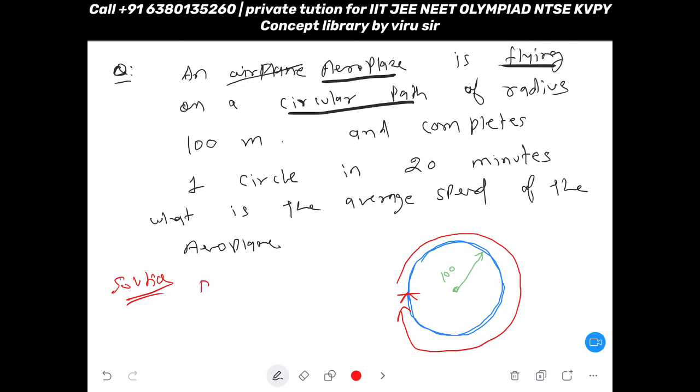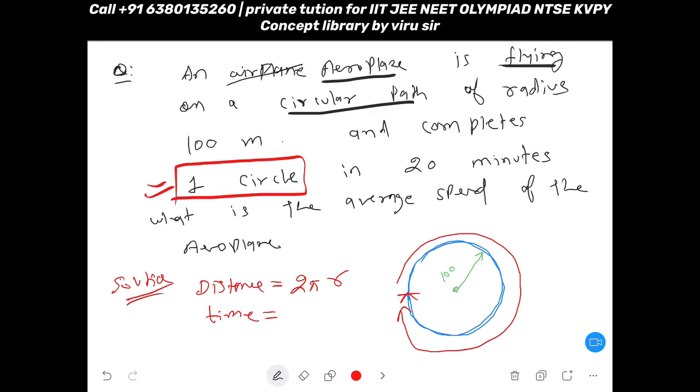The data is given only for one circle, only for one cycle. So for one circle, the distance will be how much? 2 pi r. And how much time is it taking? Time is also given as 20 minutes. Okay, you convert 20 minutes into seconds.